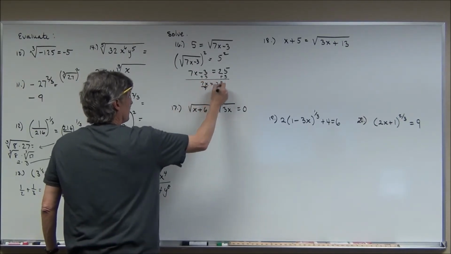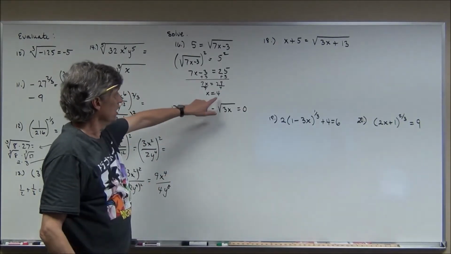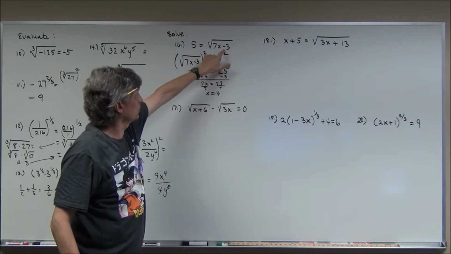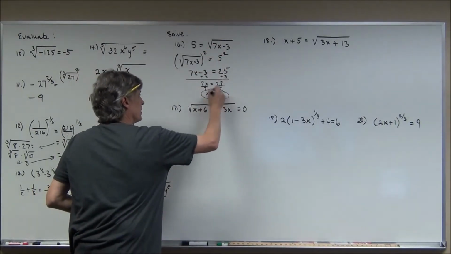I'm going to divide by 7. I get x is 4. If you want to make sure it's not extraneous, plug 4 back in. 7 times 4 is 28 minus 3 is 25. The square root of 25 is 5. This is a good answer.